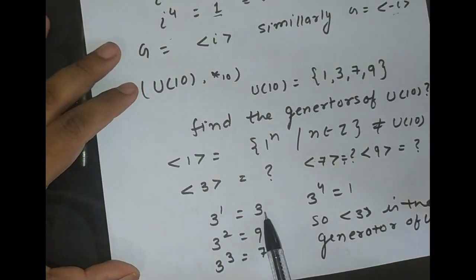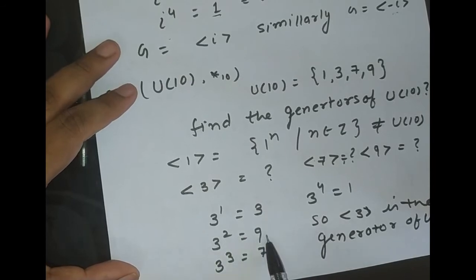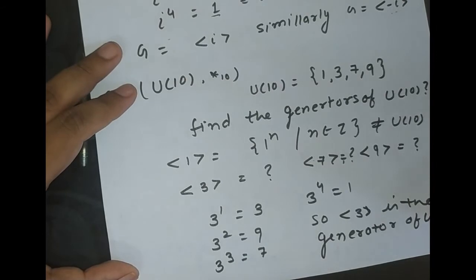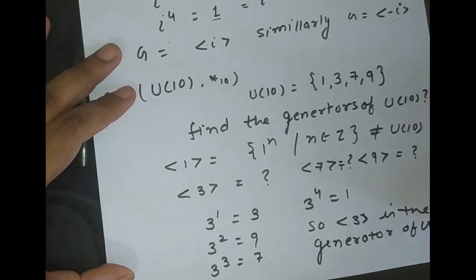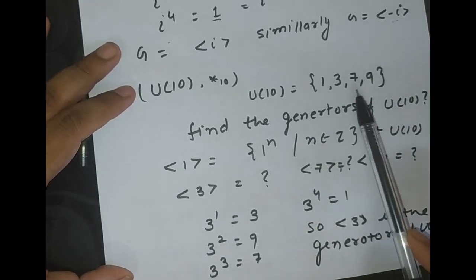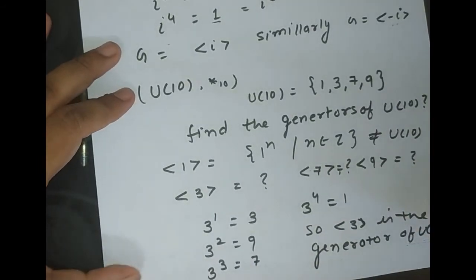So first of all, we are taking the element 3. 3 to the power 1 is 3. 3 to the power 2 is 9. 3 to the power 3 is 7. And 3 to the power 4 is 1. Now, this 3 is the generator of this U10. You can also check this for 7 and 9.